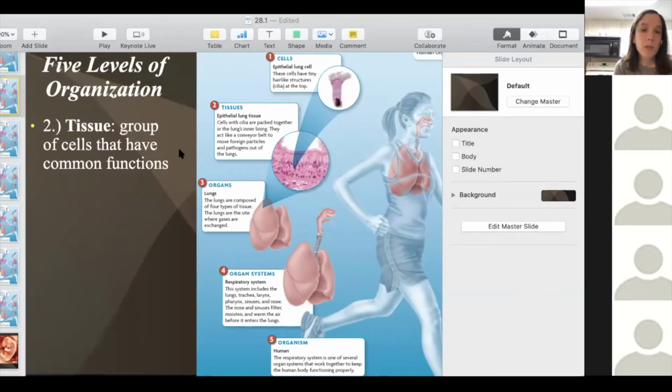The next level is tissue. So a tissue is a group of cells that have common functions. Tissue would be things like your skin cells put together. So if you lift up part of the skin, you're lifting up skin tissue. So it's the same kinds of cells grouped together, and they have a common purpose.